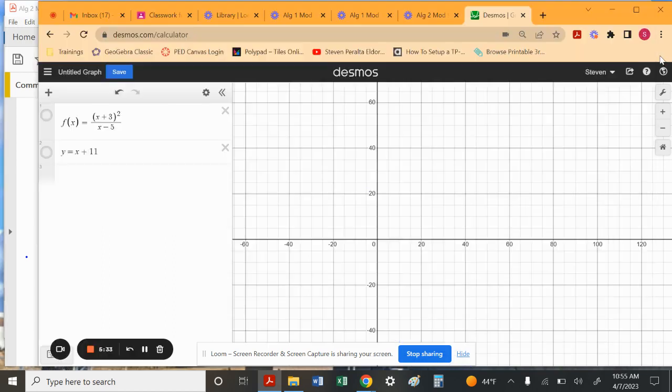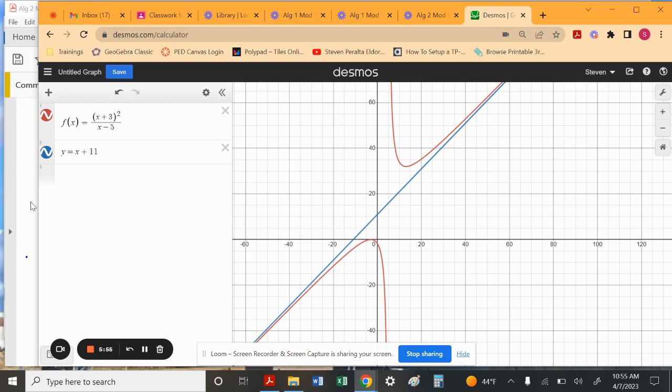So if I look at this here, you can see my function, you can see my oblique asymptote. I'm going to go ahead and draw the asymptote. You can see it right here. It's this line. And then I'm going to go ahead and draw that one and look at how that function, you'll see that right there, has that oblique asymptote.